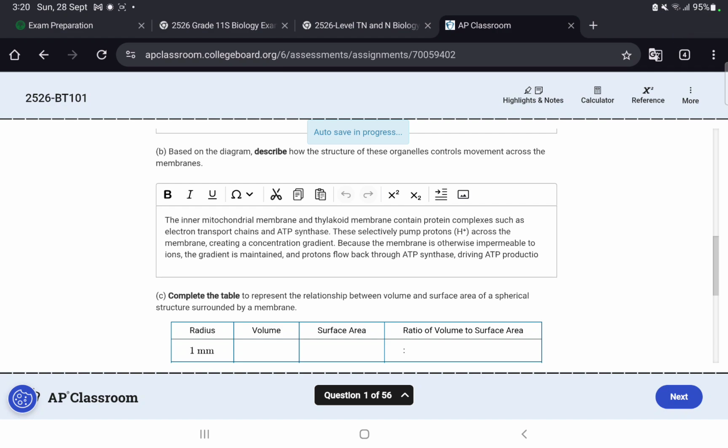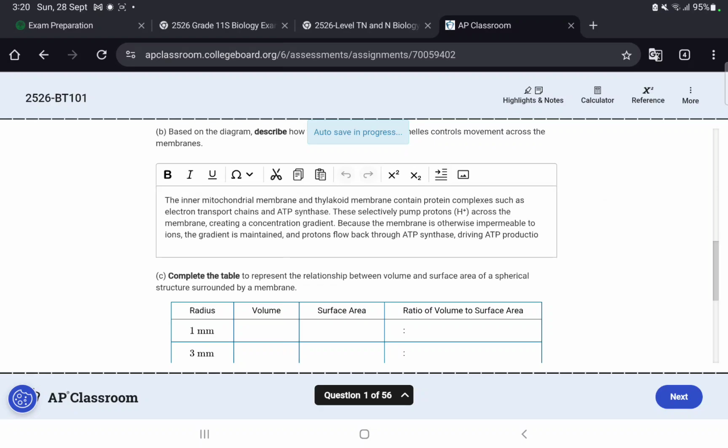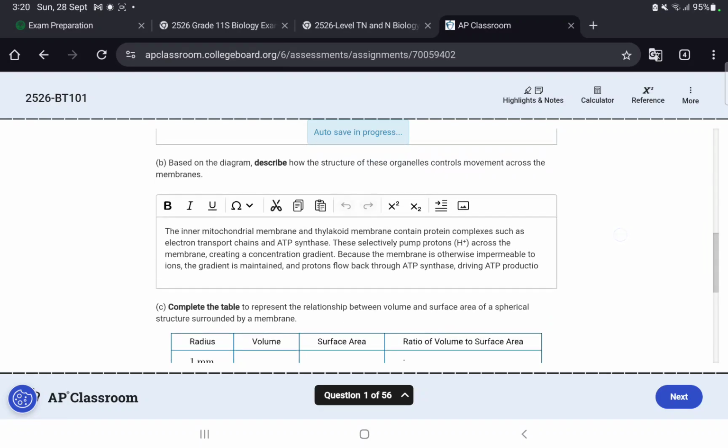Okay, sorry guys, someone came in. I'm back now. So, based on the diagram, describe how the structure... Okay, so I already did that. Okay, so I'll go into detail about it.